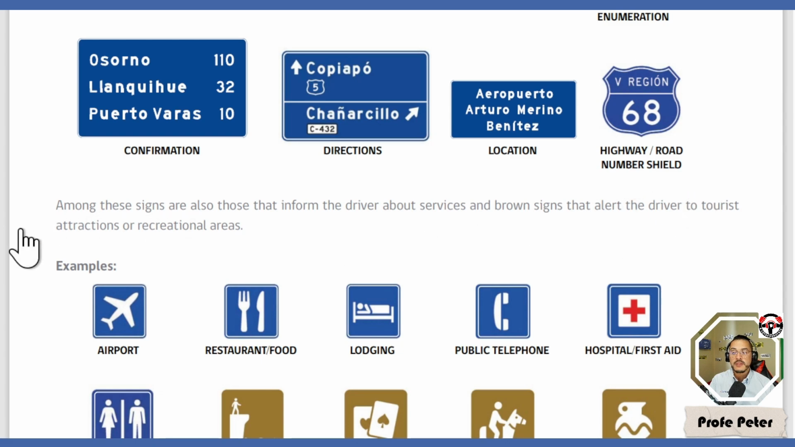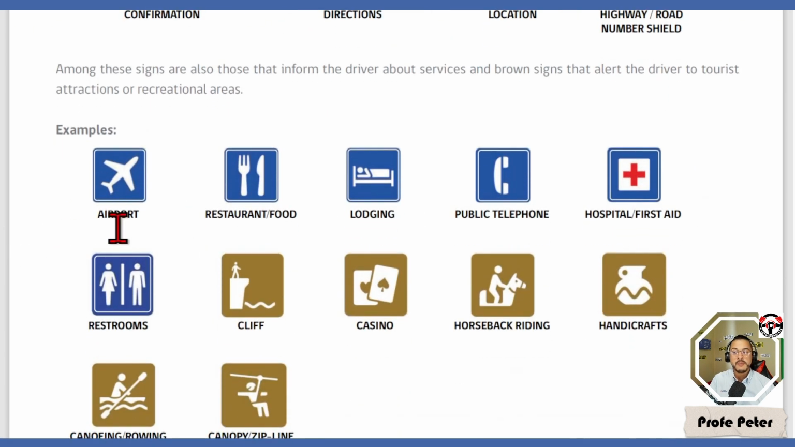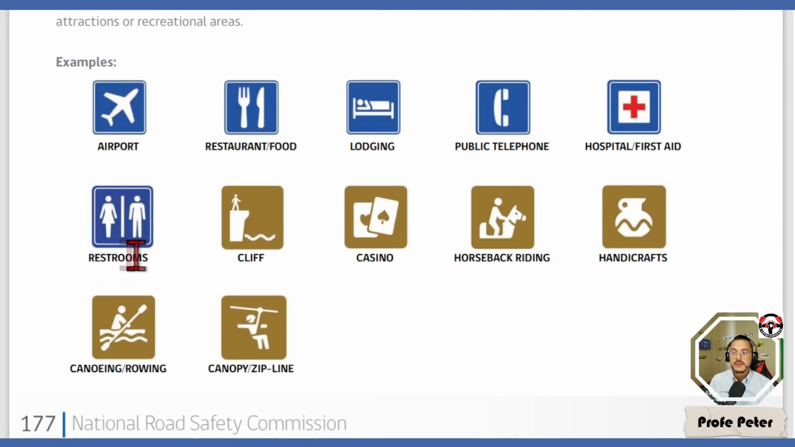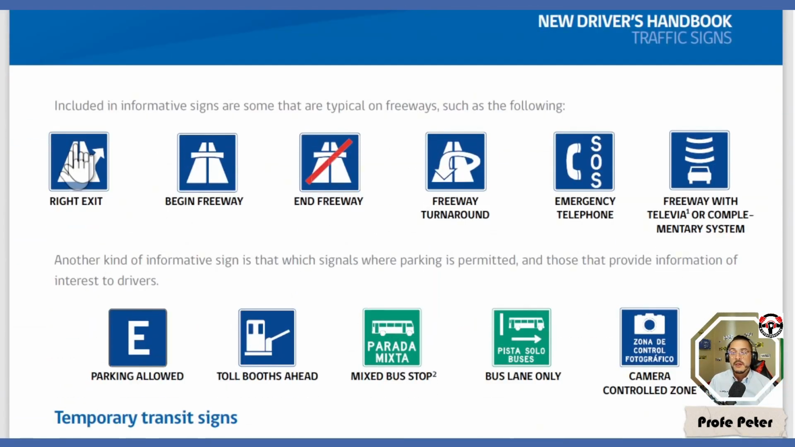the driver to tourist attractions or recreational areas, for example, airports, restaurants, lodging, public telephones, hospitals, restrooms, cliff, casino, horseback ridings, handicrafts, canoeing, rowing, canopy, zipline, among others. Also, included in informative signs are some that are typical on freeways, such as the following: right exit, begin freeway, end freeway, freeway turnaround, emergency telephone, freeway with complementary system for televia.